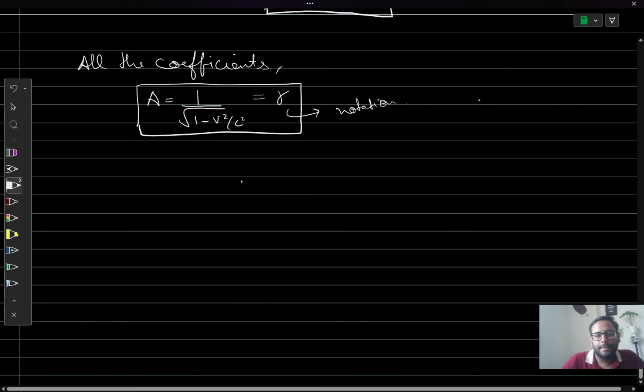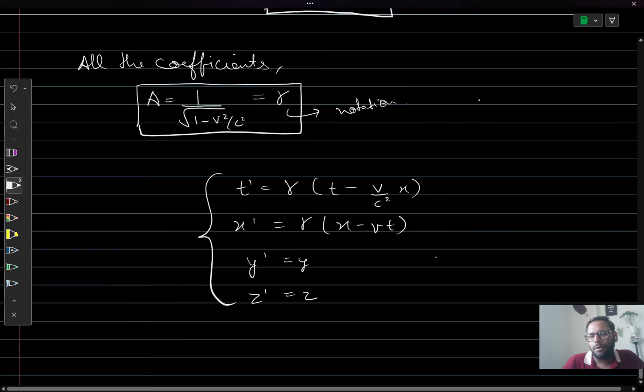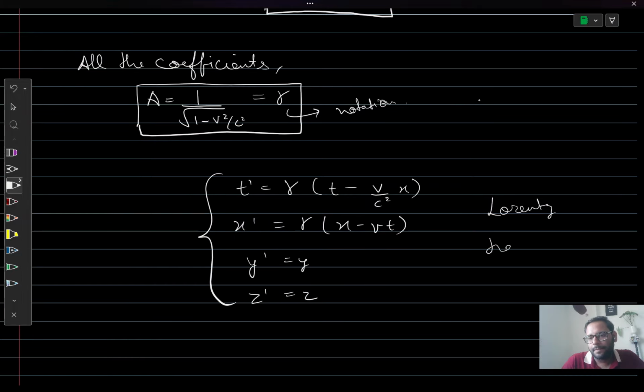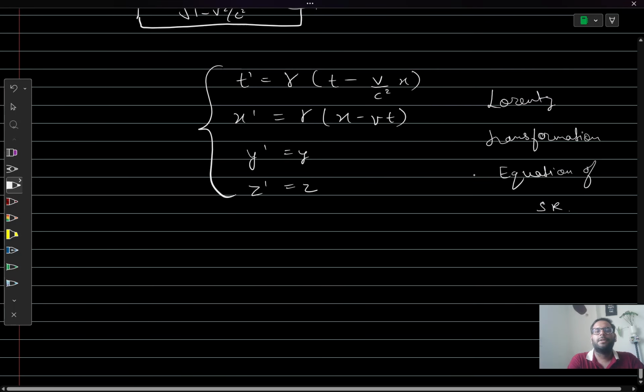So my equations are now: gamma equals t minus v by c squared x, x prime is equal to gamma times (x minus vt), y prime is equal to y, and z prime equals z. And these are called the Lorentz transformation equations of SR. These are a few of the master equations of the special theory of relativity.